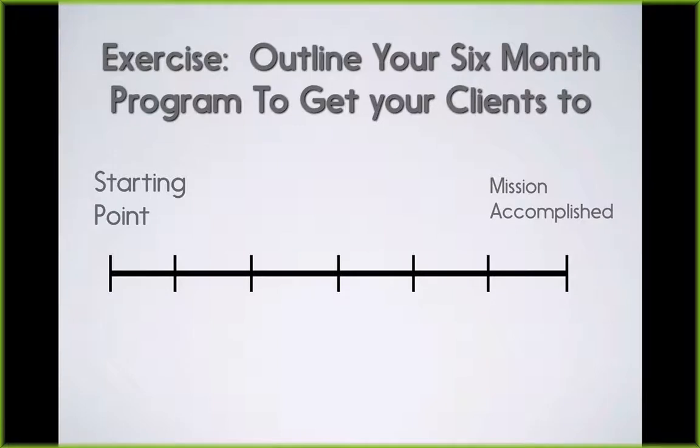Write out what are the 6 steps. Break it down from starting point to mission accomplished. Break it down into 6 months. And just with your pen and paper, just make a line and make 6 scores across the line. And on the left-hand side, write your starting point. And on the right-hand side, write your mission accomplished. And then go ahead right now and outline what you think are the 6 months for your program. Go ahead and do that right now, and we'll see you in the next section.